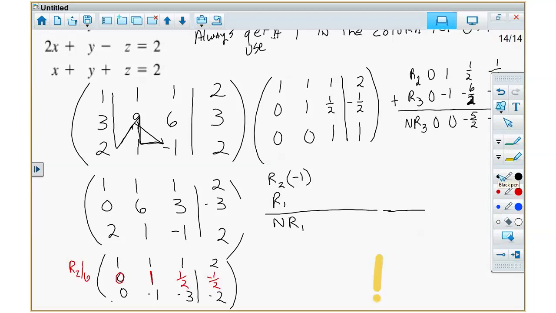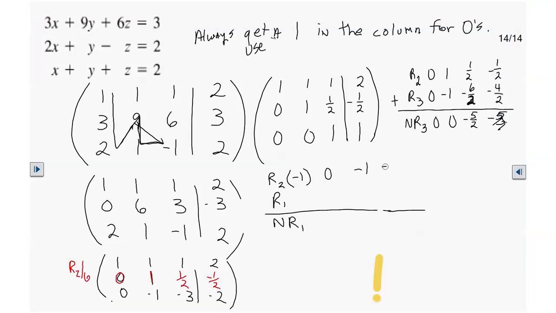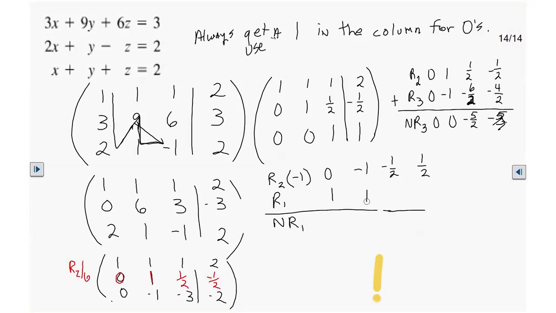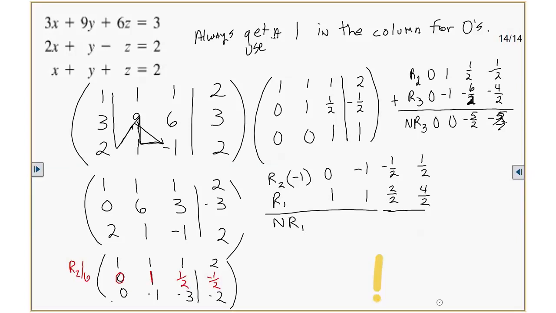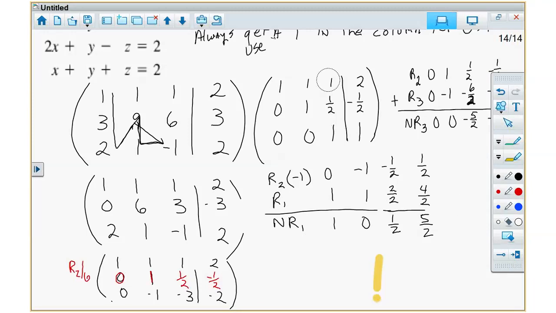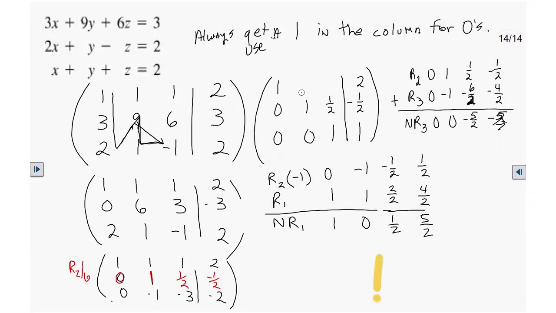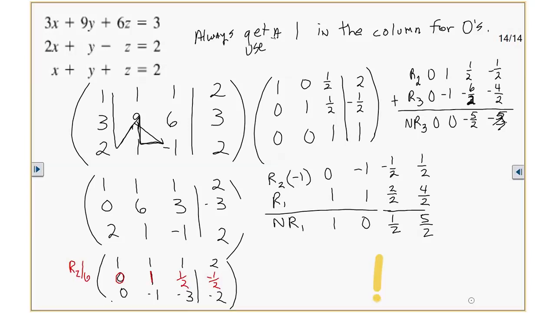Row 2 times negative 1: 0, negative 1, negative 1 half, and positive 1 half. Row 1 is 1, 1, 2 halves, and 4 halves. There we go. And what happens to the negative 1 and the 1? It turns into 0. And negative 1 half plus 2 halves is 1 half, and 1 plus 4 is 5 halves. So I'm going to erase this first row to save some time and space, and put 1, 0, 1 half, and 5 halves.